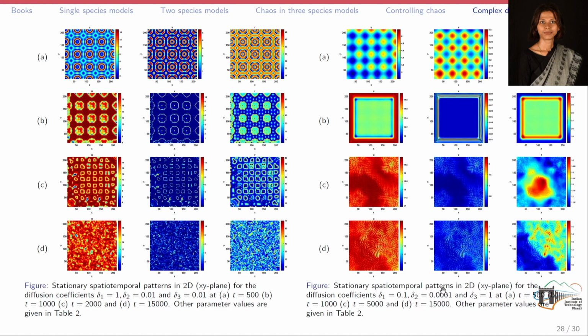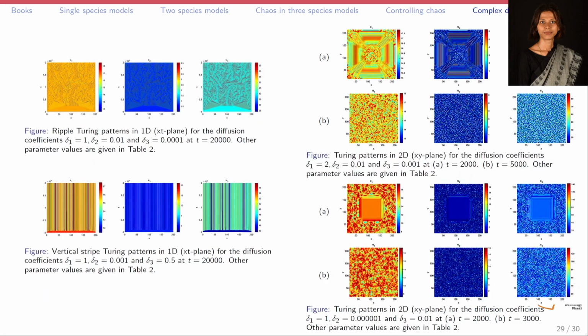Here we have reduced the movement of the middle predator population, so from 0.01 we have changed delta 2 to 0.0001. And delta 3, which was 0.1 earlier, we have increased to 1. We see that a wide range of spatiotemporal patterns are seen in this mathematical model.